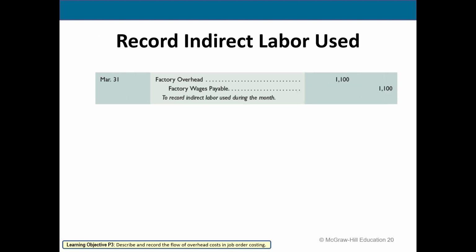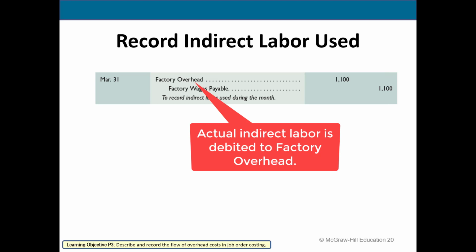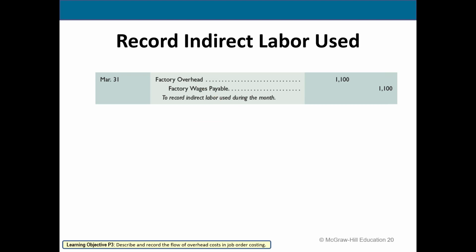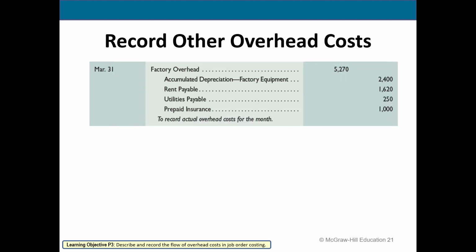This is the entry for indirect labor. Again, we are debiting factory overhead for the actual indirect labor, and then we're crediting our factory wages payable for indirect labor. This shows the other overhead costs. So we have depreciation, we have rent on the factory, utilities in the factory, and then insurance on the factory. Those all added together equal the debit to increase factory overhead.